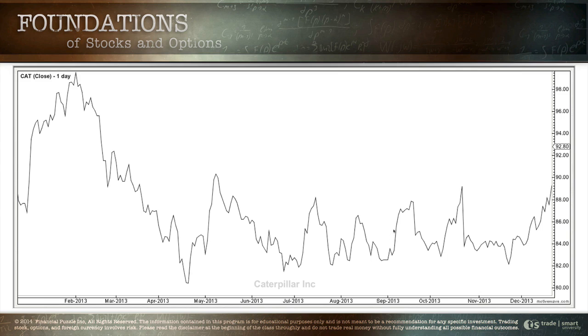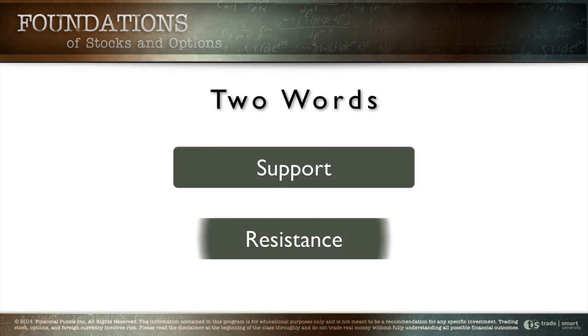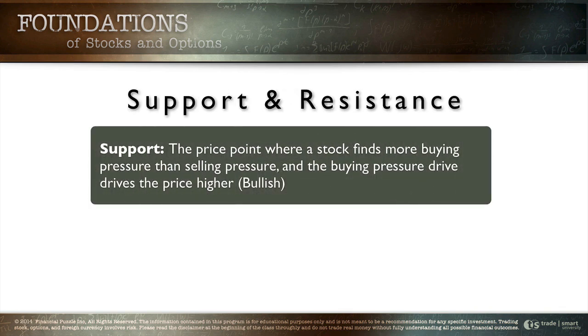Let me introduce you to two really, really valuable words. They are support and resistance. What are these magical words? The first word, support, is a term we use to define the price point where a stock finds more buying pressure than selling pressure, and the buying pressure drives the price of the stock higher, thus creating a bullish situation.